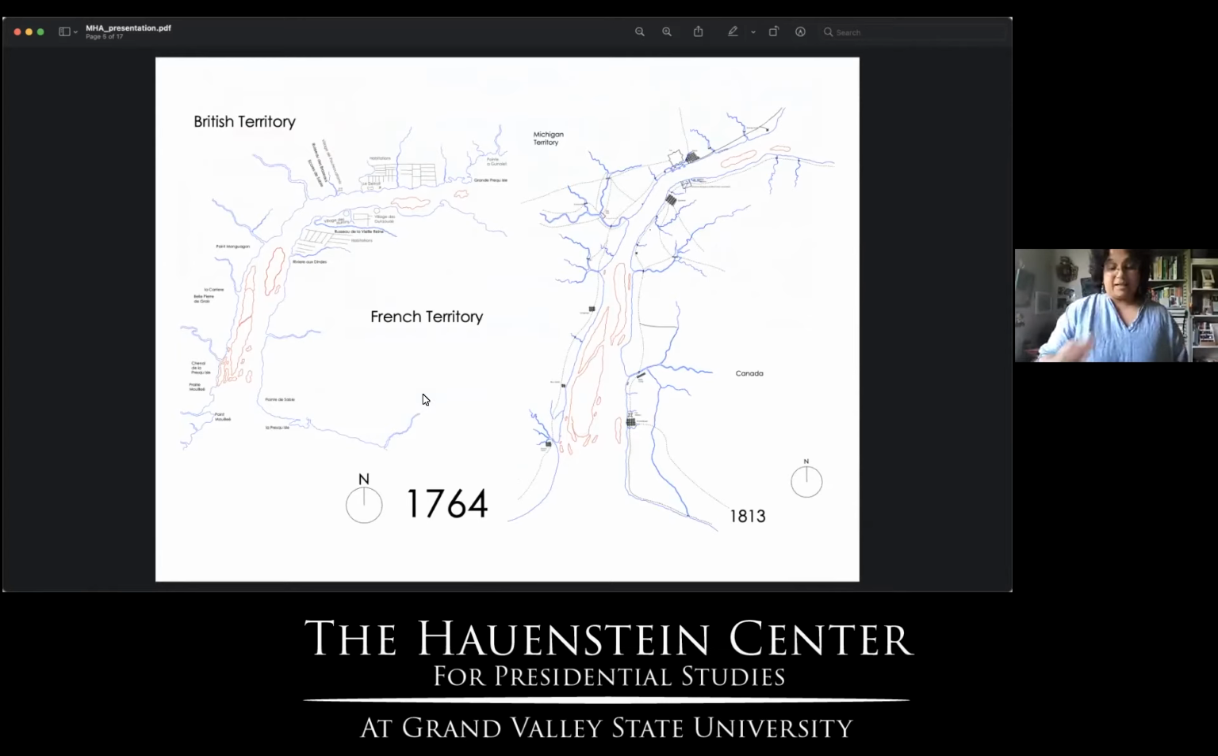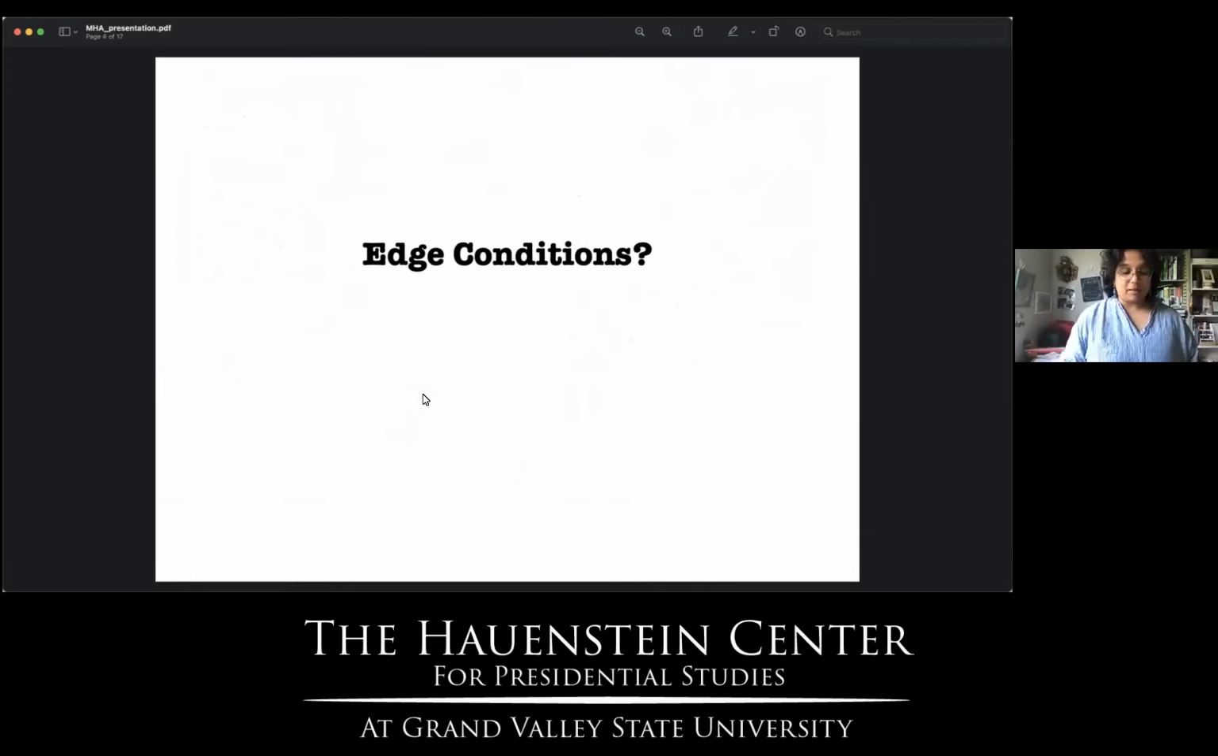What are edge conditions, you might ask, and why are they important? Edge conditions are changes in the bank coastlines, wetland footprints, as well as changes in island contours. Edge conditions help us understand change over time.